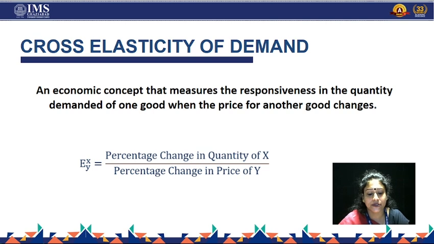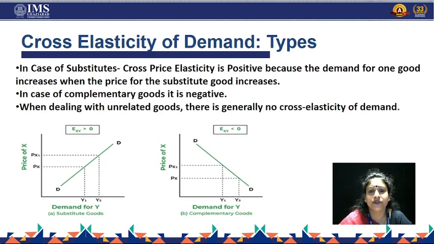So how are they related? These are the two types of cross elasticity of demand. In the first case, like in case of substitutes, cross price elasticity is positive because the demand for one good increases when the price of the substitute good increases. So they are directly related. In case of complementaries, the price of one good increases, but in lieu of that, demand of another good decreases. So that way they are negatively related. While dealing with unrelated goods, generally no relationship exists. So in that case, there is no cross elasticity of demand.